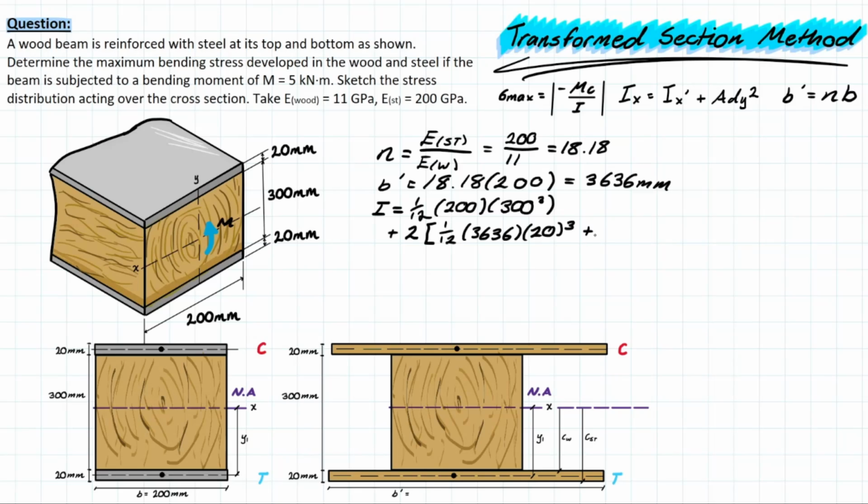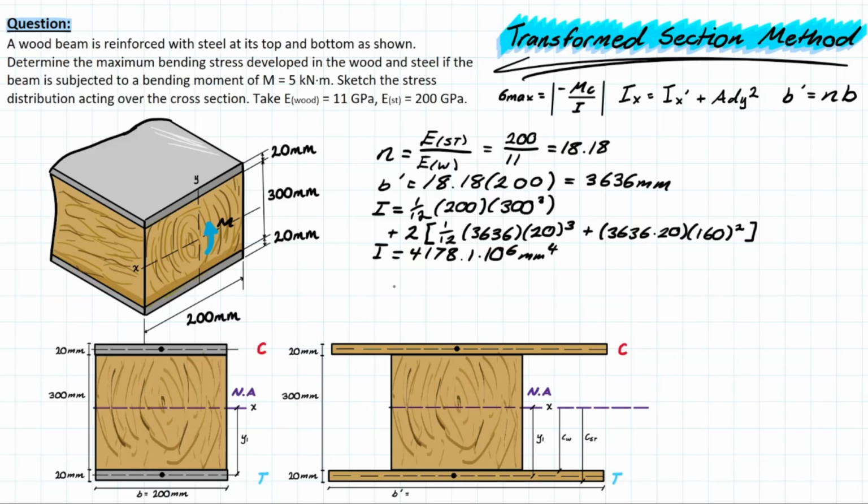And then we have to consider the second part, which is the area, and we already know that's going to be 3636 times 20. And then we have to consider that distance away from the neutral axis, which is y1. And y1 is simply going to be half of this 300 and then half of this 20. So that's 150 plus 10. That is going to give us 160. Okay, that's going to be squared. Close the bracket. And solving for I, we are simply left with 4178.1 times 10 to the 6 millimeters to the power 4.